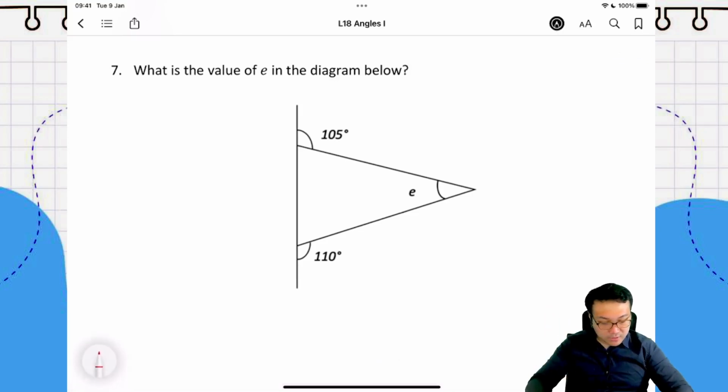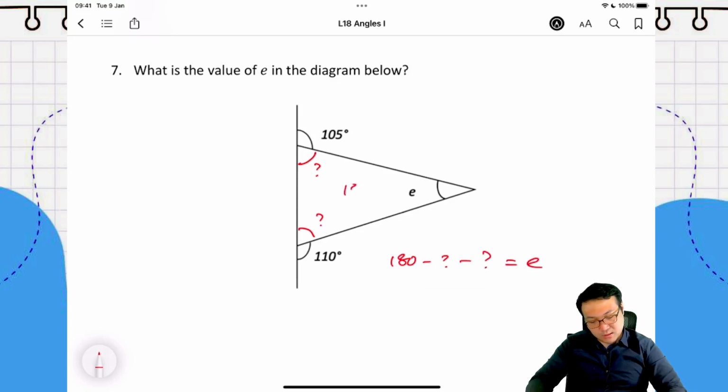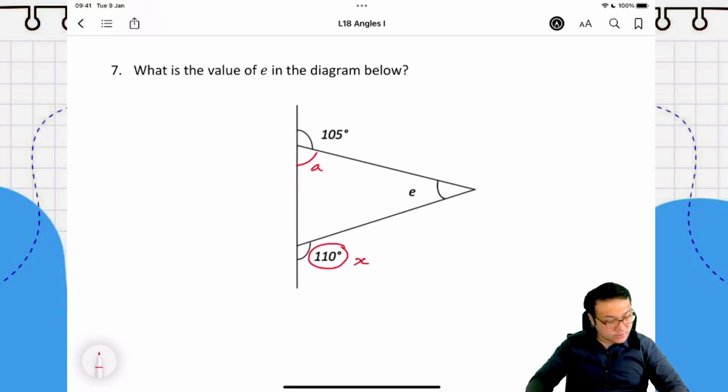If you want to do it the long way, you find what is this angle, you find what is this angle. Then you take 180 minus this equals to angle E. That means you use the total sum of angles in a triangle. That is a little bit longer. But if you want to do it the short way, let's call this angle A. Then let's call this angle X. And you know that this is an exterior angle. Correct? So if you can do that, it will be shorter.